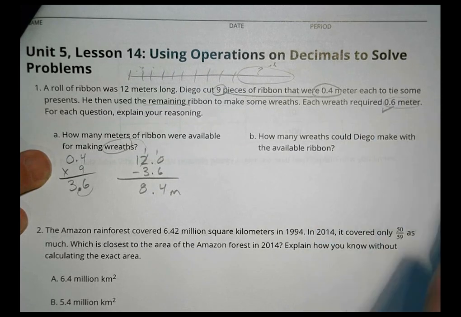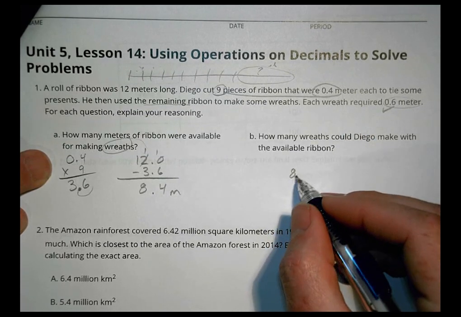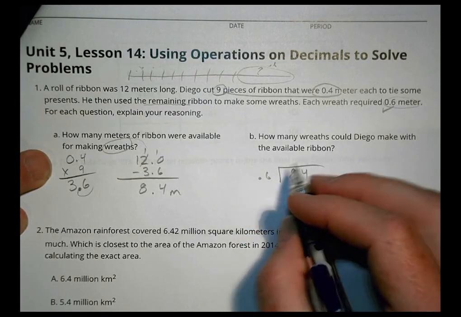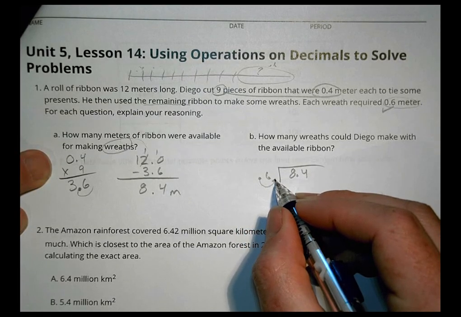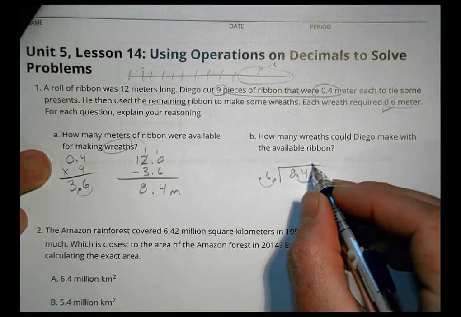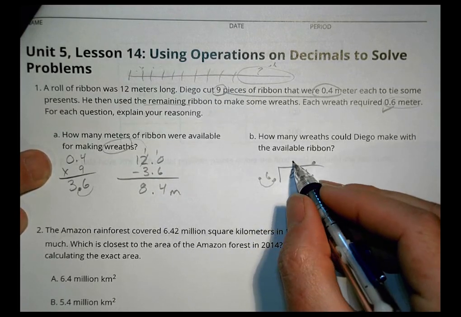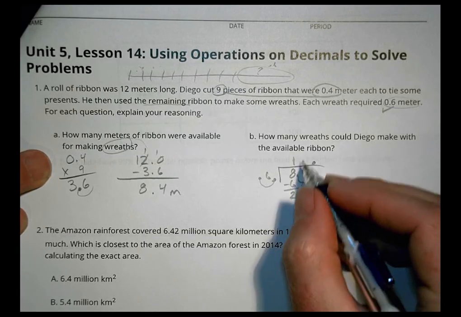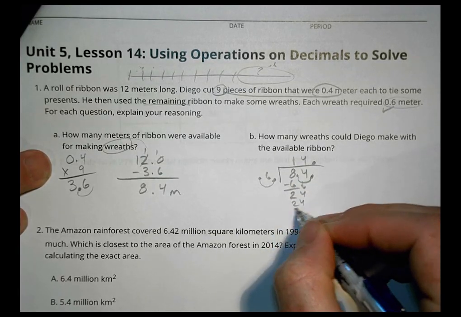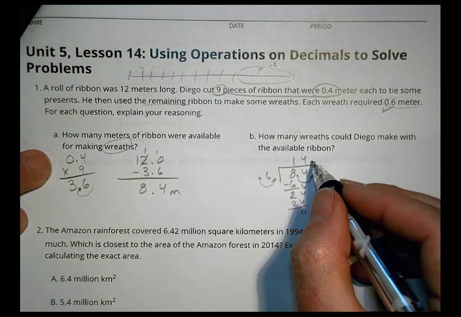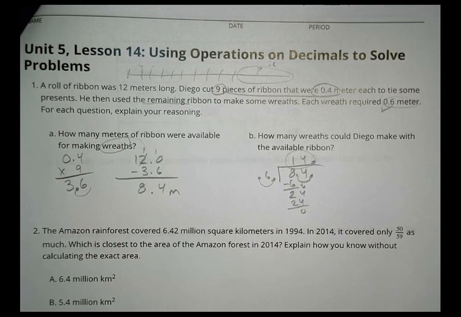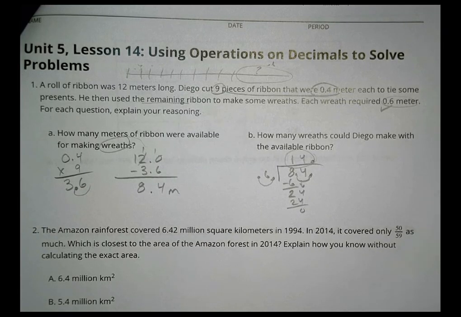Now the wreaths each take 0.6. So we want to find out how many 0.6 are inside of 8.4. So we move that over one spot, move that over one spot, and put it up top right away. 6 into 8, there's one group of 6 in 8. And then bring the 4 down, and there are 4 groups of 6 in 24, and 0, so we can make a total of 14 wreaths. So lots happening in that problem. It's a great problem to get used to because that's the kind of work you're going to see as the year goes on.